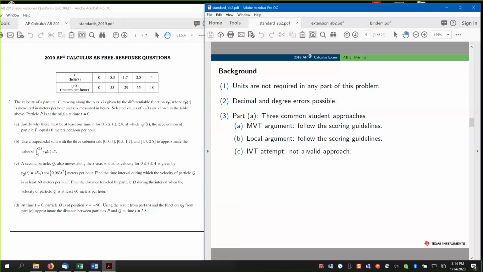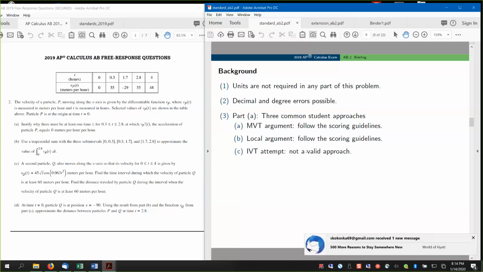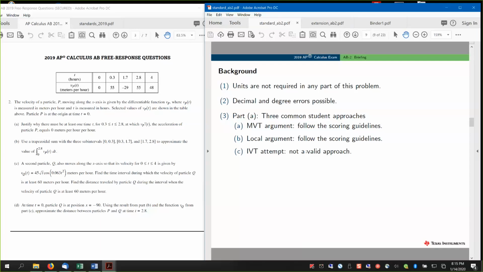So there were three common student responses in Part A. Let me just backtrack a little bit on that. The most common involved the mean value theorem. I think that's the way that I solved the problem, and I'm going to focus on that solution, in fact. The second involved the local argument and the extreme value theorem. I think that this is, in my opinion, a little bit more difficult argument, but we scored this by using the scoring guidelines. And finally, some students attempted to use the intermediate value theorem, and again, that's not a valid approach here, and the reason is because we don't know enough about the function v prime of p. We weren't given enough information about that function.